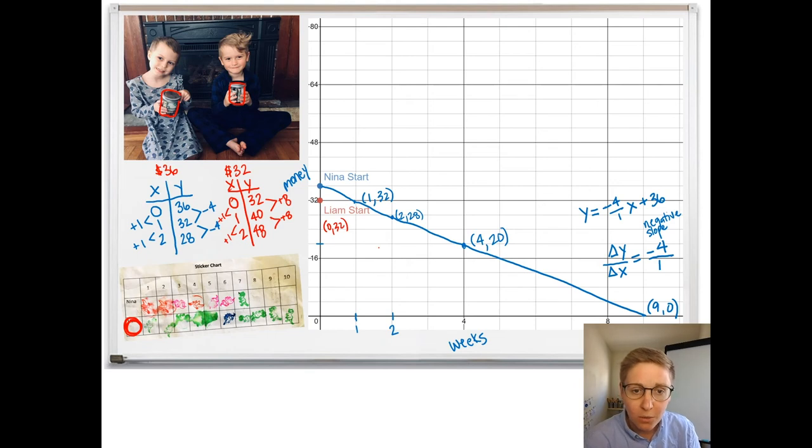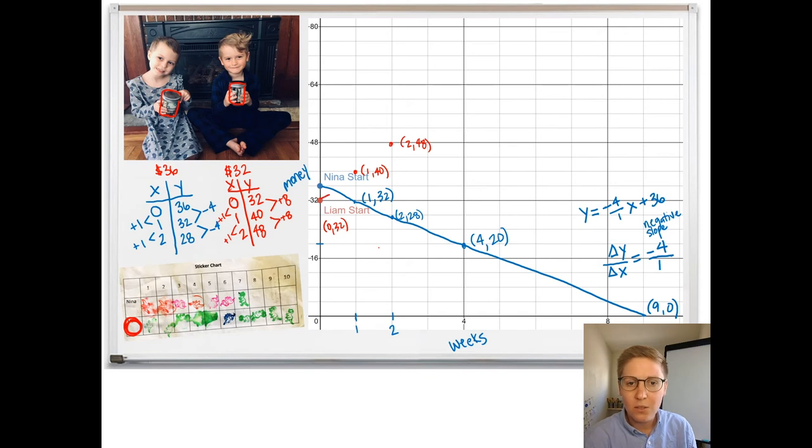So I'm going to show 1 week goes by and he gets $8 more dollars when my graph's counting by fours. So this is 1 week has gone by and he has saved a total of $40. Another week goes by, one more week, he's now at 2 weeks and he has $8 more dollars. He's now at $48.